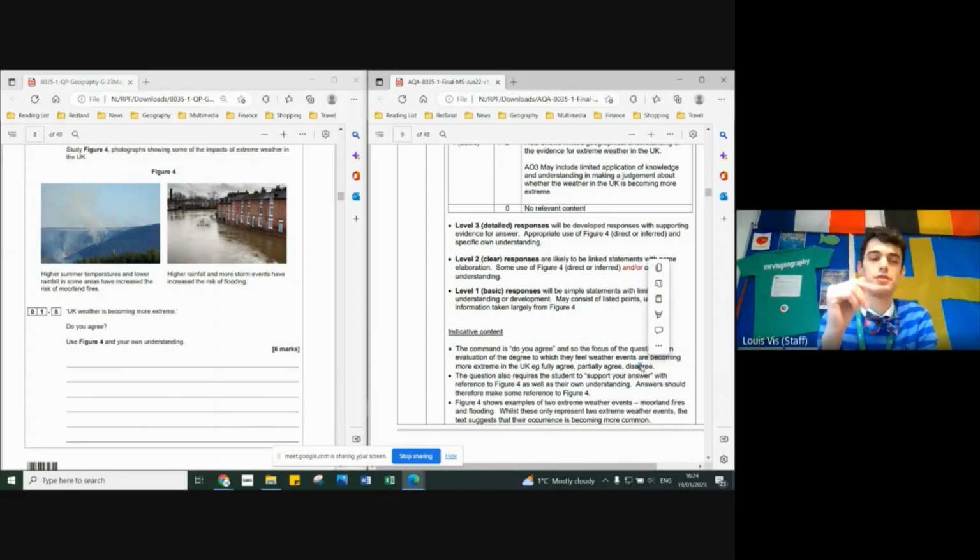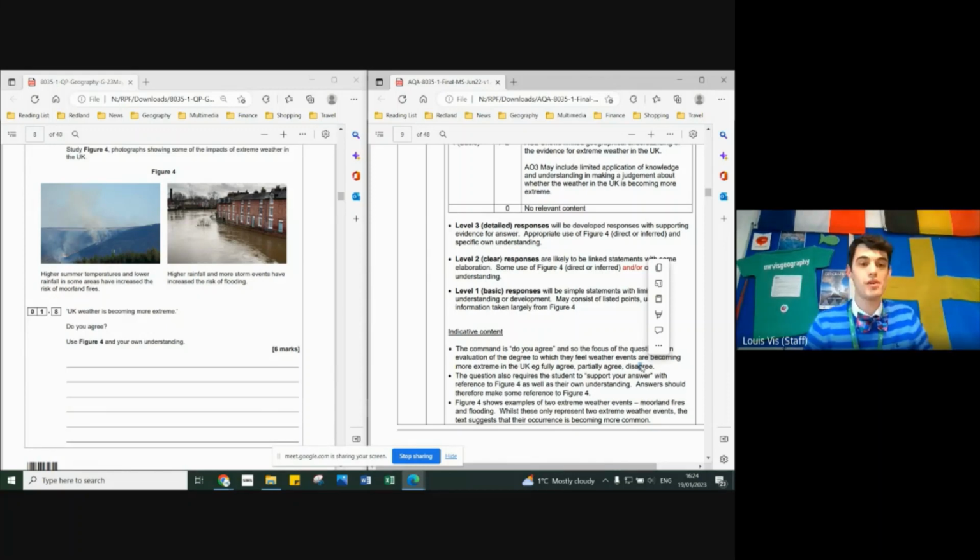In that PEEL paragraph, you say, point: the UK's weather is becoming more extreme because it's becoming hotter. Evidence, well, we just had it. In the last 10 years, I think 7 of the last 10 years were the warmest on record. Brilliant. Analysis, you've got data there. It literally says on the figure, high summer temperatures and lower rainfall in some areas have increased the risk of fires and flooding. Boom, you can write that down, okay?